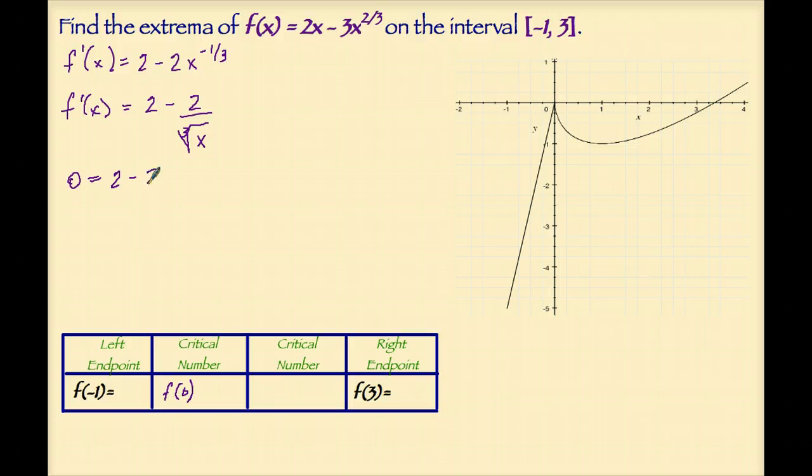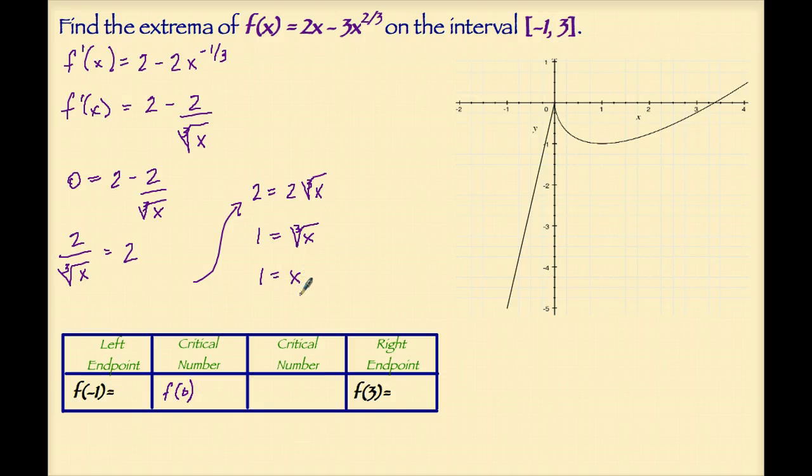0 equals 2 minus 2 over the cubed root of x. I'm going to add this term over to the left side of the equation. 2 over the cubed root of x is equal to 2. Cross multiplying at this point will give me 2 equals 2 cubed root of x. Then divide both sides by 2. 1 equals the cubed root of x. Cubing both sides gives me x is equal to 1.